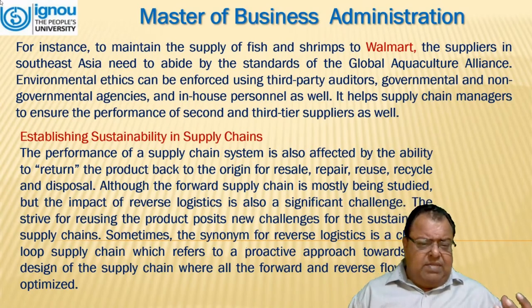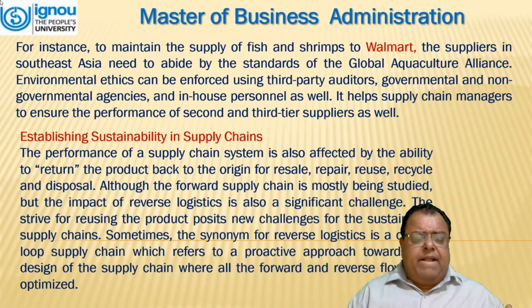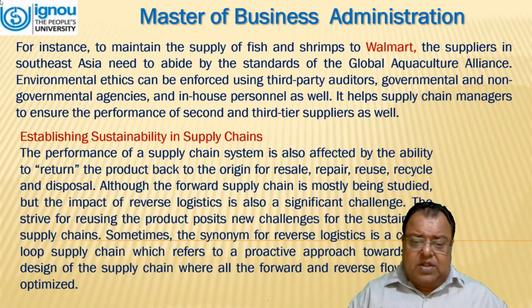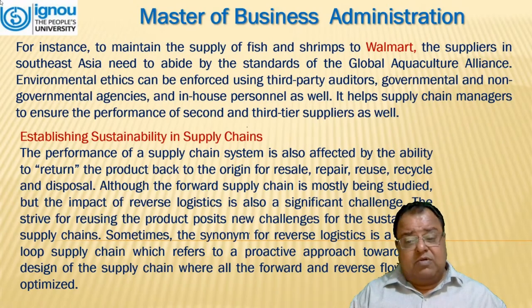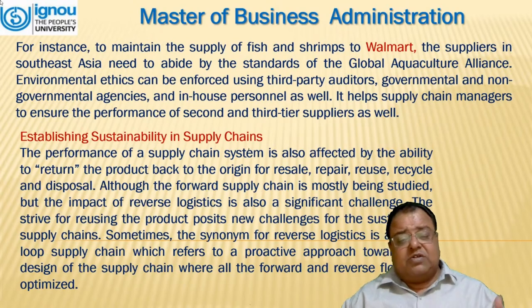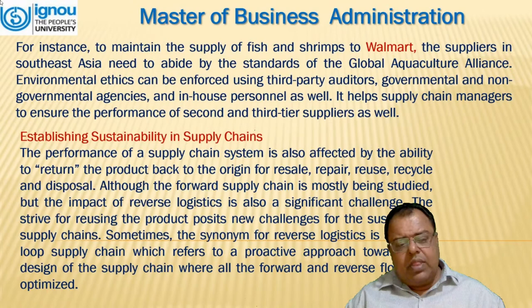Establishing sustainability in supply chain. The performance of a supply chain system is also affected by the ability to return the product back to the agent for resale, repair, reuse, recycling, and disposal. Although the forward supply chain is mostly studied, the impact of reverse logistics is also a significant challenge. The strive for reusing products creates new challenges for sustainable supply chains.